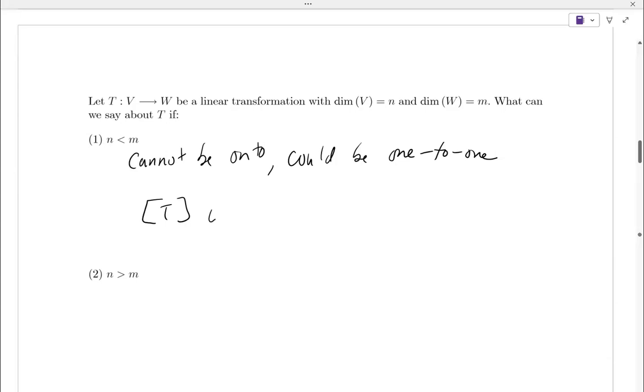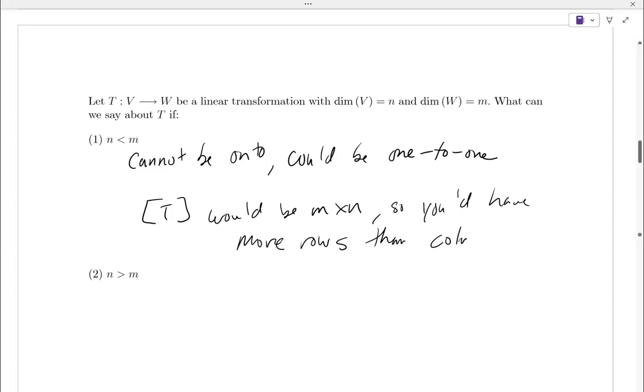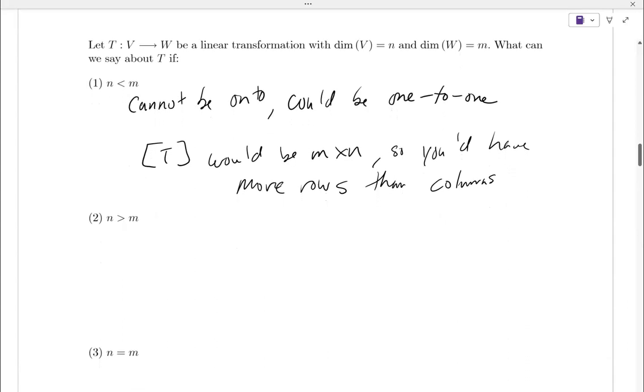Matrix for T would be m by n. So you'd have more rows than columns. You have more rows than columns, you can't get a pivot in every row, right? How about the other way around? If your domain space is bigger, what can't it be? 1-to-1, right? Could be onto.